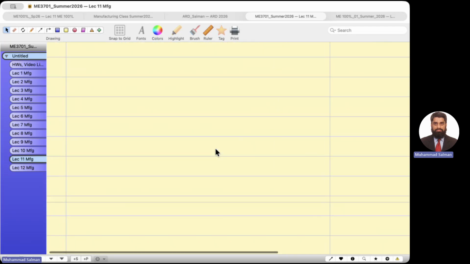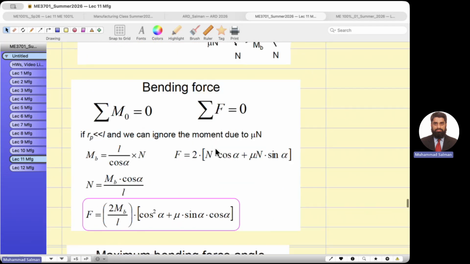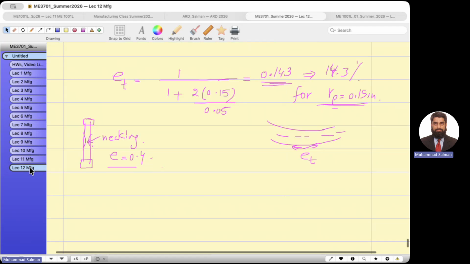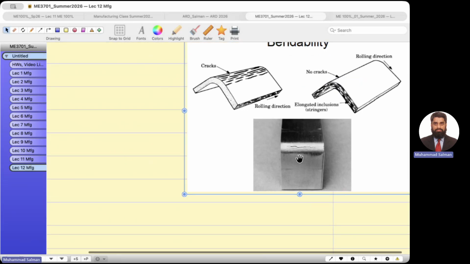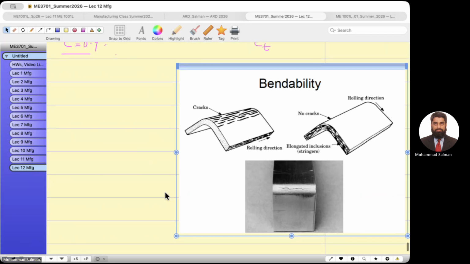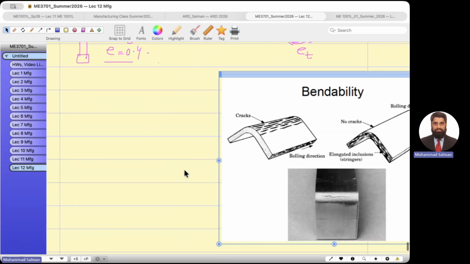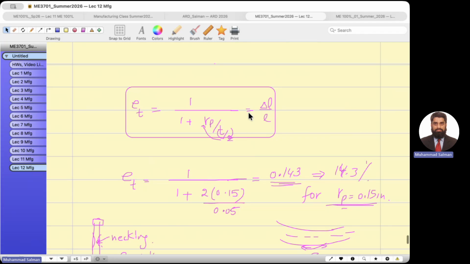I want to show you a picture of how the fracture happens. Let me show you a picture here, in the bending process. You see the cracks start developing. We have to avoid these cracks during manufacturing. Okay, let's come back to our question.